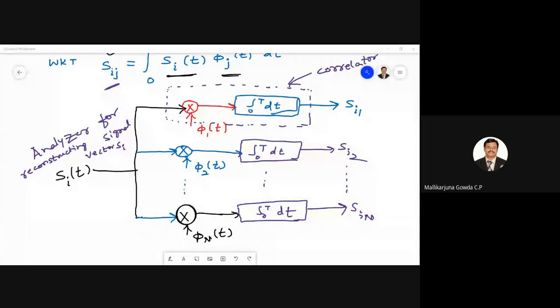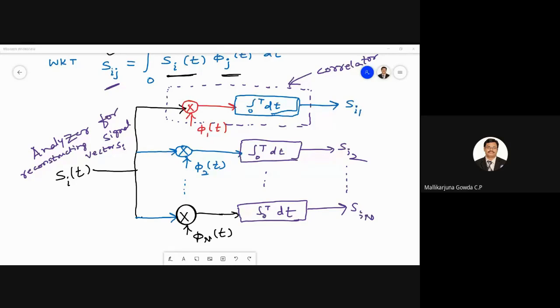In the previous class, we discussed one example on how to draw the signal constellation diagram, and how we can express the signals, that is Si of t, as a linear combination of the basis functions. And then I discussed the synthesizer and analyzer. Hope you remember.